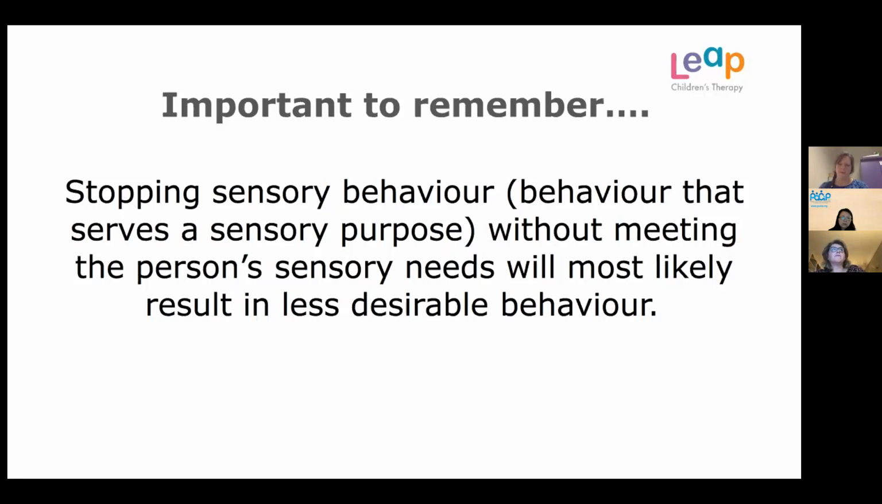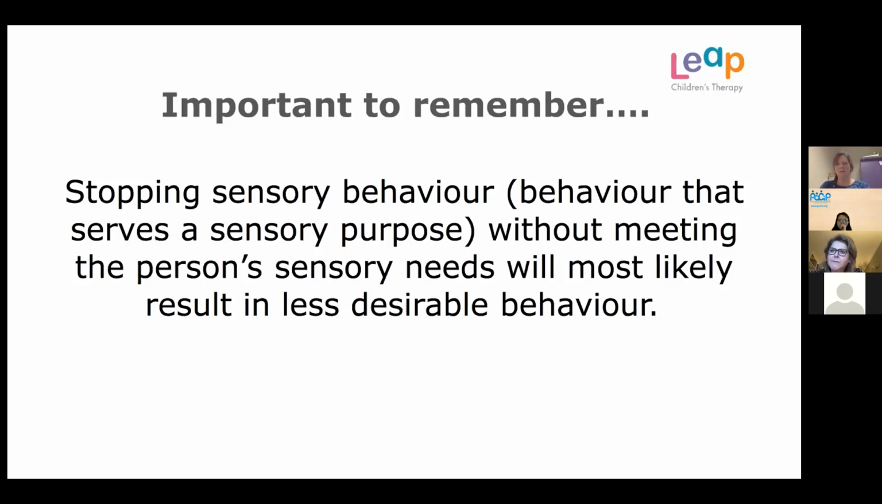Lots of people will try and stop something that maybe isn't the most appealing kind of behaviour, or even if it's distracting for somebody else. So somebody repeatedly flapping or jumping up and down is obviously going to be distracting to the rest of the class. But what we need to remember is that the child is engaging in that sensory behaviour because they need to. We may not understand why, but it's serving a purpose for them.